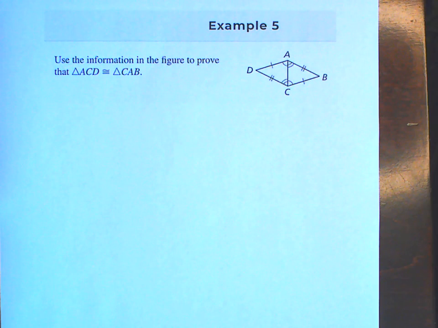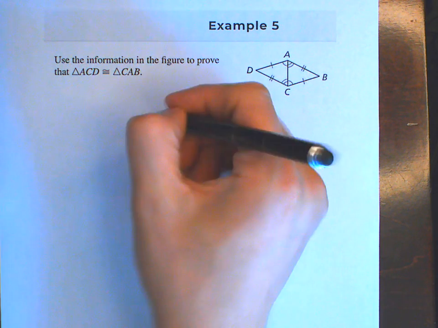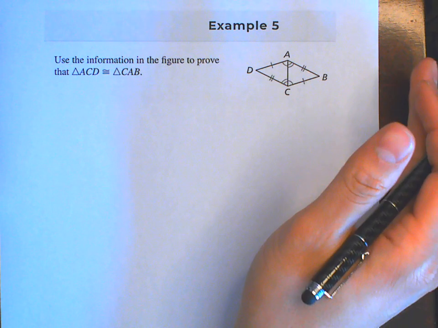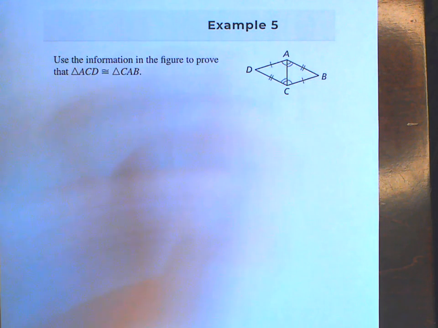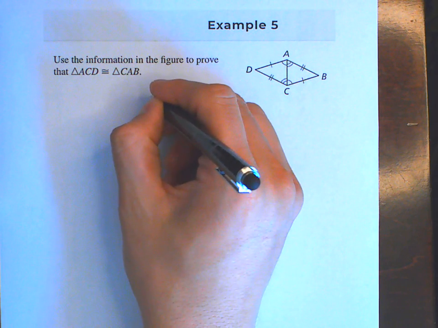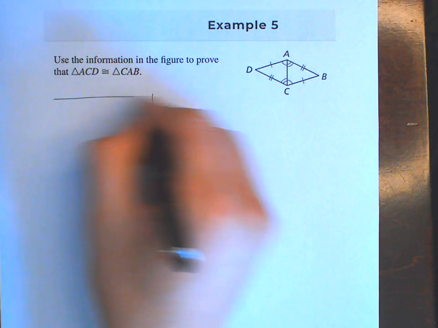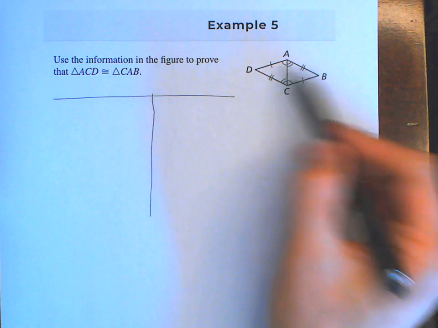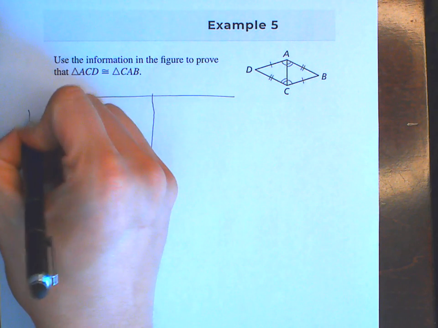Let's look at the last one. It says use the information in the figure to prove that triangle ACD is congruent to triangle CAB. So yes, we are doing a proof. So remember, in order to show that these are congruent, as of right now, we only need to show that all the corresponding sides are congruent and all the corresponding angles are congruent. So let's look at what we have first. According to the diagram, we have a couple of sides that are congruent. So let's list that.